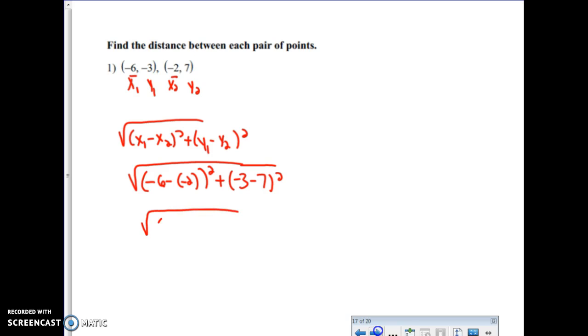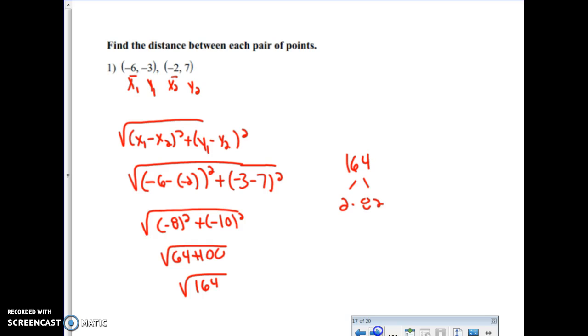So when I do that, I get negative 8 squared plus negative 10 squared, which is 64 plus 100, which I get the square root of 164. I want to try to simplify that if I can. So 164 breaks down to be 2 times 82. 2 times 2 times 41. 41 is prime. I have a pair of 2's underneath the radical sign, so I get 2 square root of 41 to be the distance.